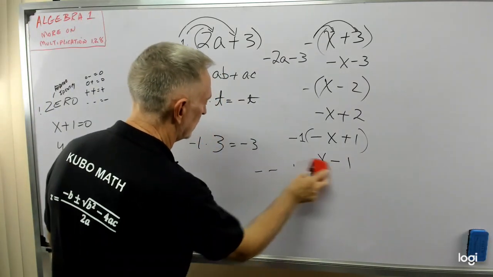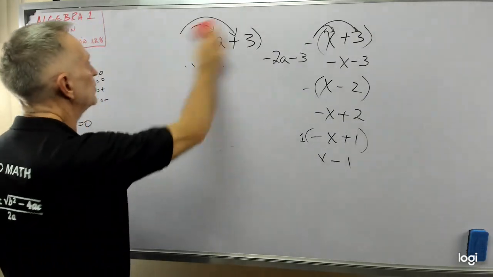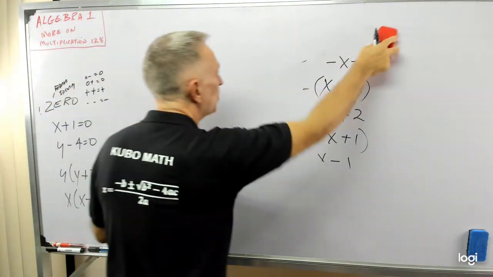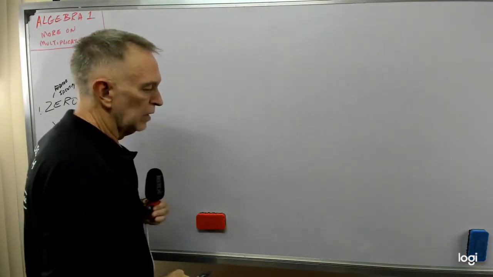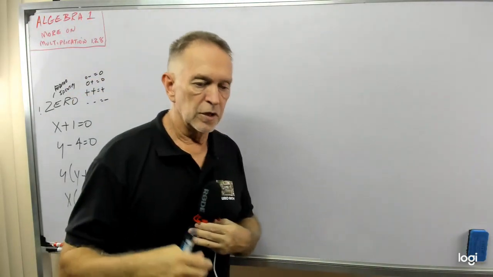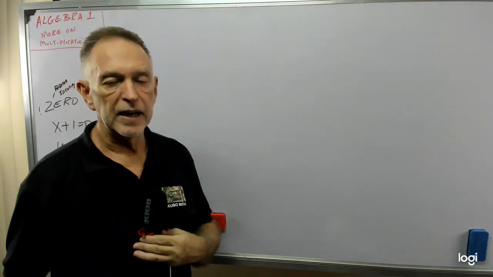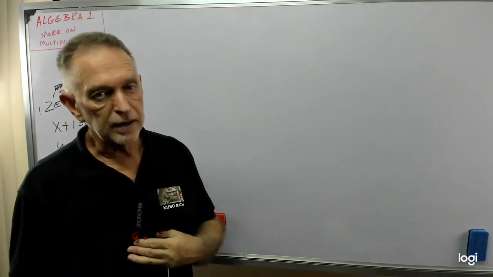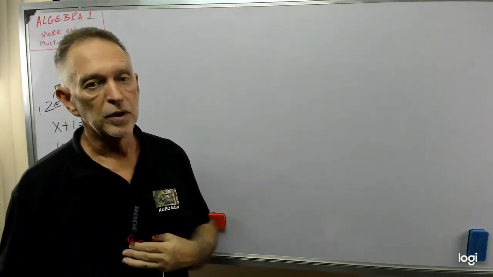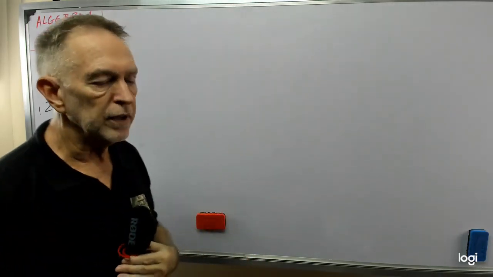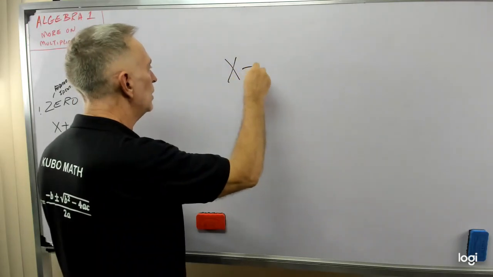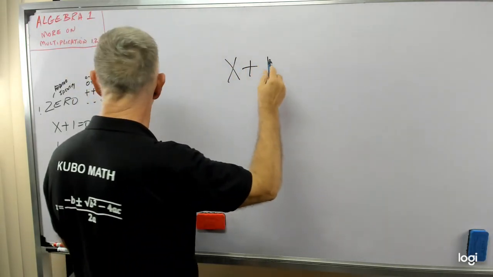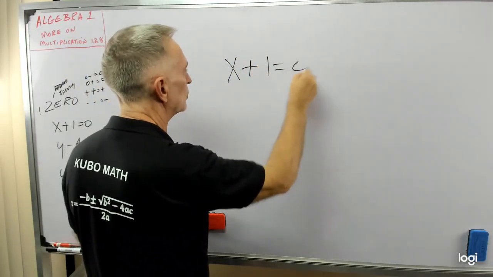Okay, so now then, let's solve some equations. Up until this point in Algebra 1, we've really just been working with inverses, multiplying positive and negative numbers, adding and subtracting positive and negative numbers. But what about just solving algebraically an equation? So let's take the simple equation x plus 1 equals 0.